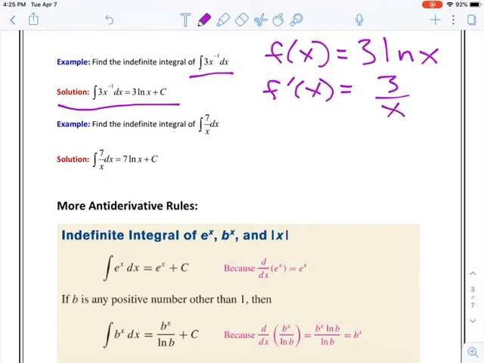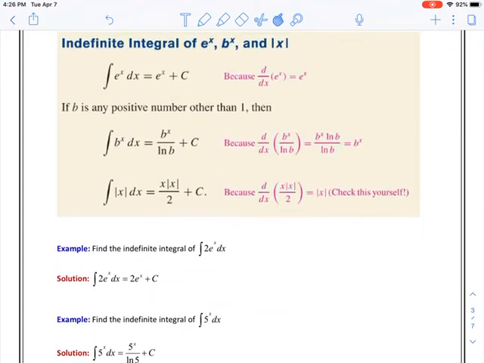And so we're working backwards. Whenever you have a 3 divided by x to the first power, the antiderivative going backwards is going to be 3 times the log of x. Remember that 3 over x can also be written as 3x to the -1. So this would be the antiderivative version of the log rule for finding derivatives.